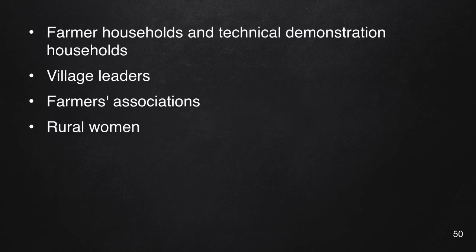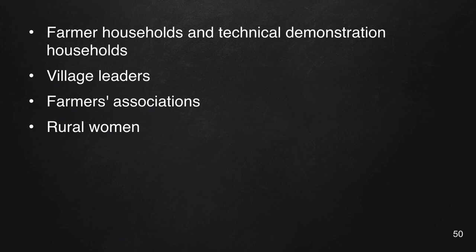Let us look at the different target beneficiaries for rural extension in China. The following target groups for public rural extension have been identified: farmer households and technical demonstration households, village leaders, farmers associations, and rural women. Farmer households and technical demonstration households: the technical demonstration households play an important role in research, demonstration, and training for other households. Poor households, about 1.8 million, in the poverty-affected areas are considered a priority target for extension.